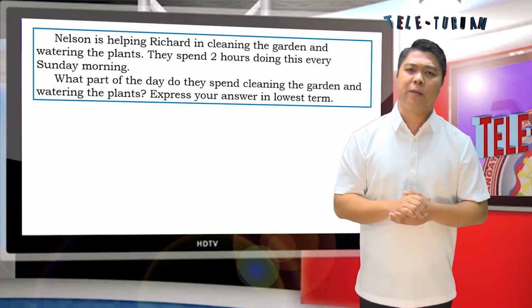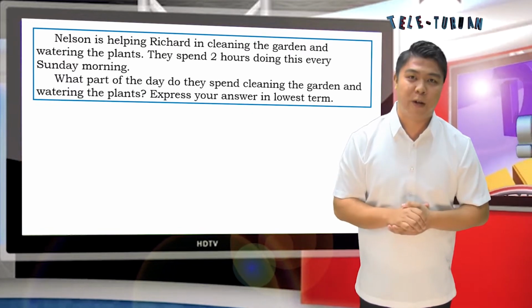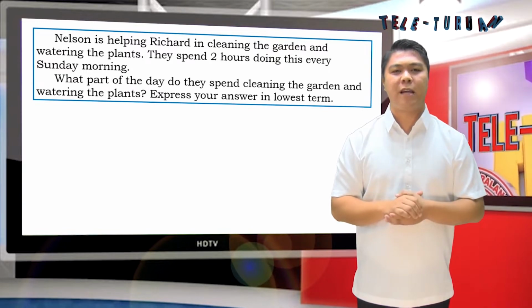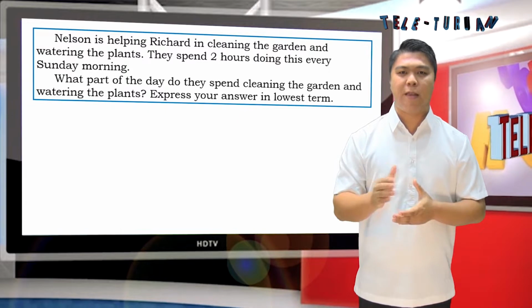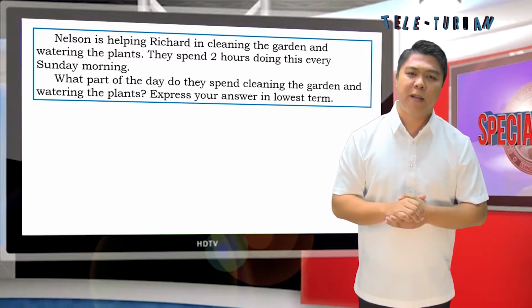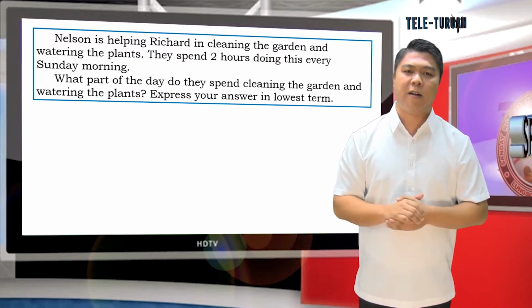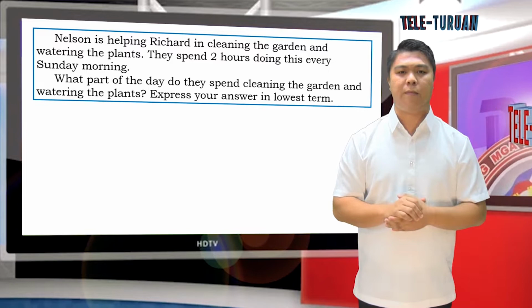To find out how to change fraction to lowest term, let's have this word problem. Nelson is helping Richard in cleaning the garden and watering the plants. They spend 2 hours doing this every Sunday morning. What part of the day do they spend cleaning the garden and watering the plants? Express your answer in lowest term.